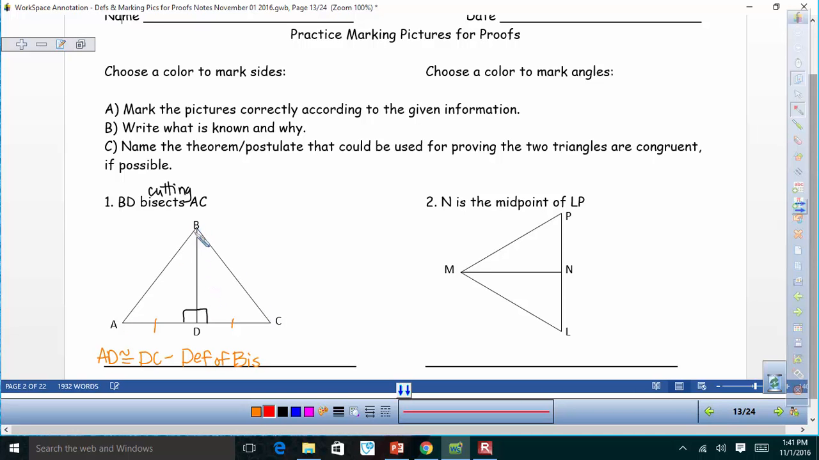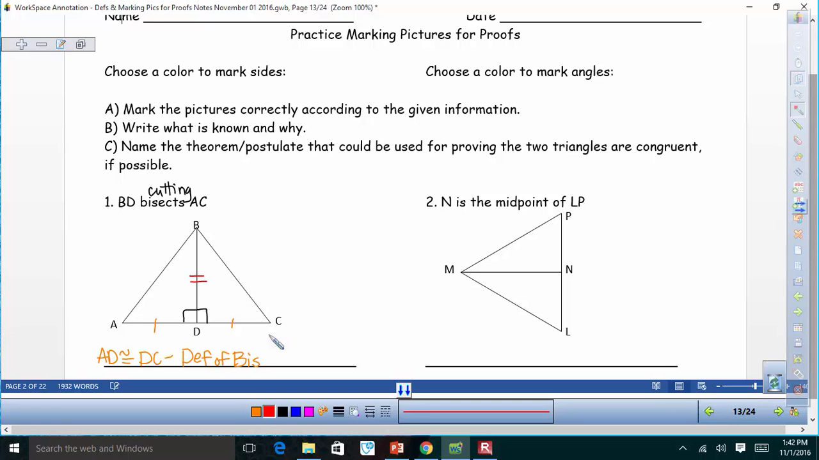Okay, we do not know anything about that because it doesn't say that we're bisecting angles. It only says that we are bisecting the side. So what I can see, and it takes a little practice to see this, is BD. Isn't BD a side in this triangle and it's also a side in this triangle? So that means that it is reflexive, okay?